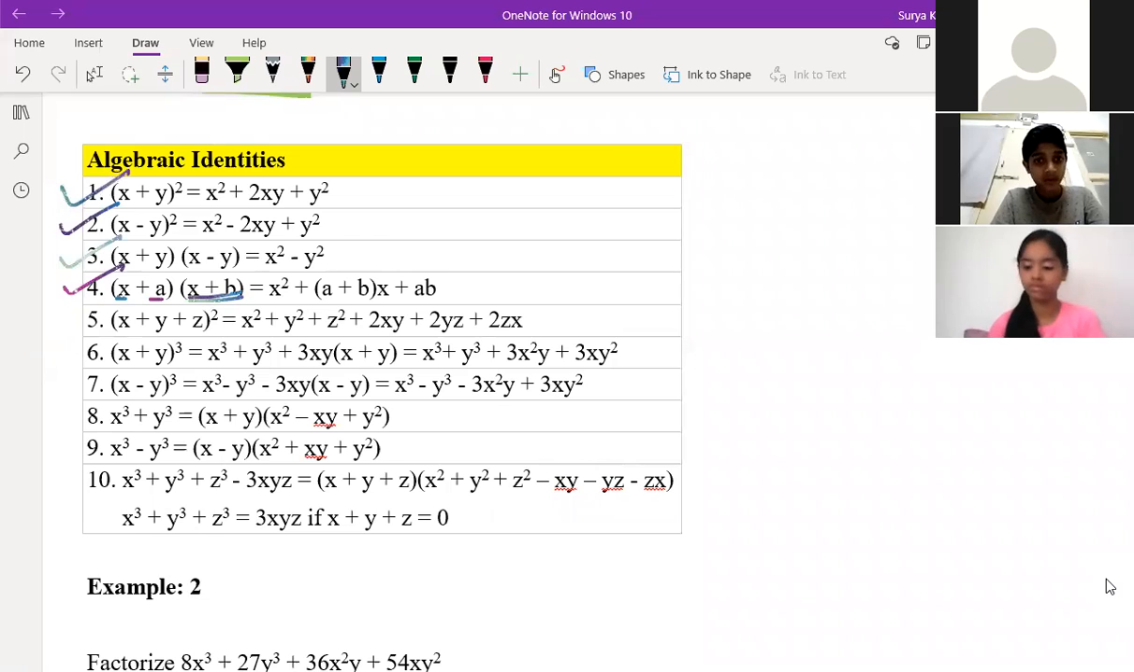Okay. Next, fifth one. (a plus b plus c) whole square, (a plus b) whole cube, (a minus b) whole cube, a cube plus b cube. No, sir. Sriyanvi, you? No, sir.